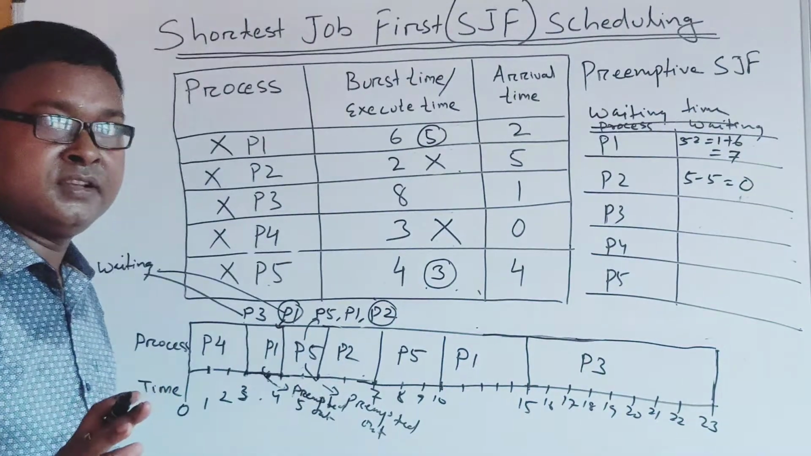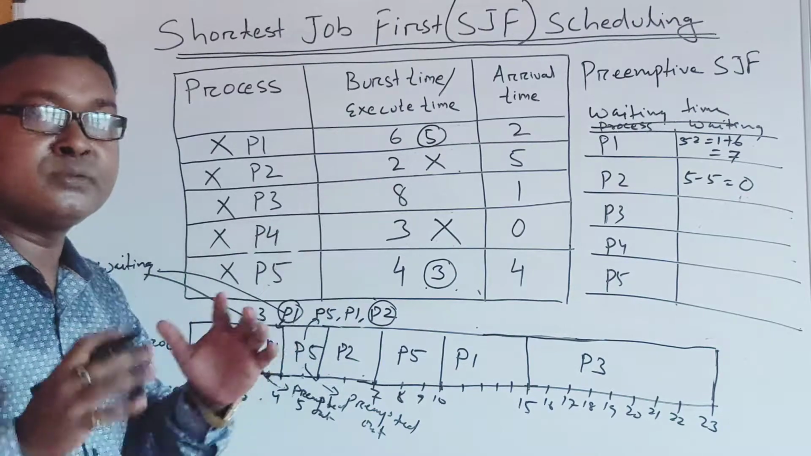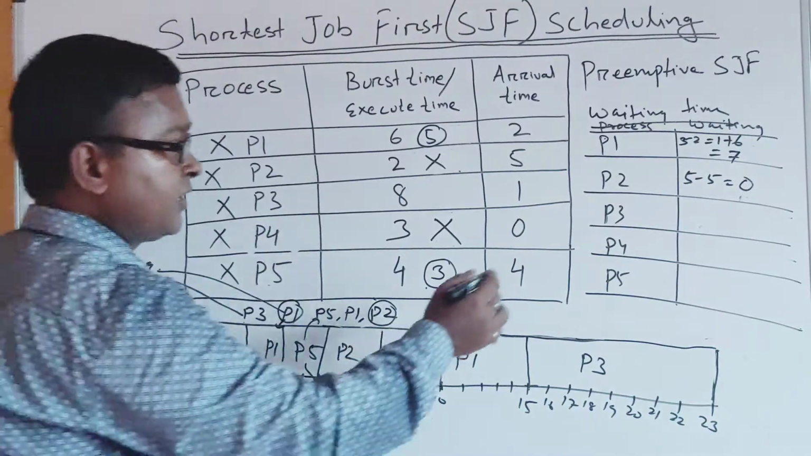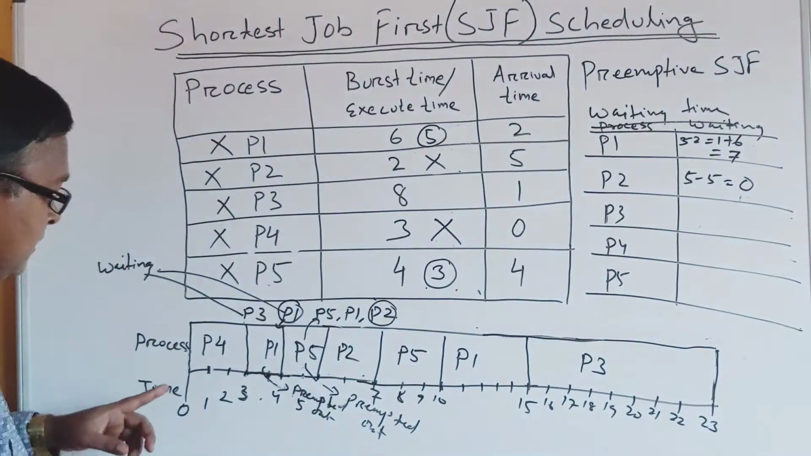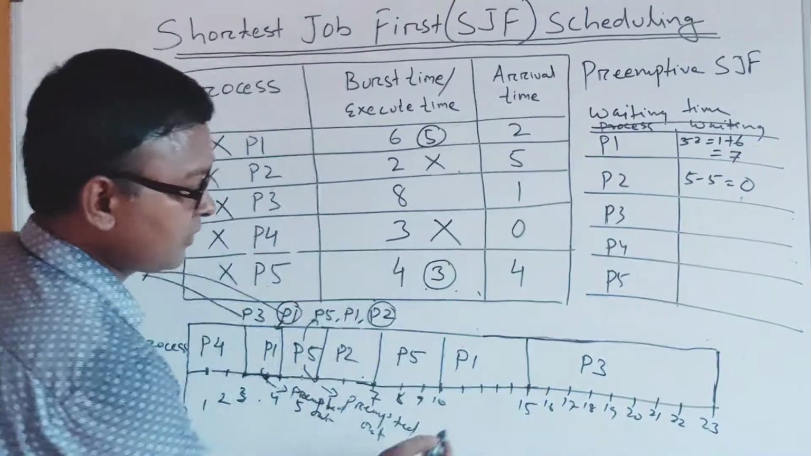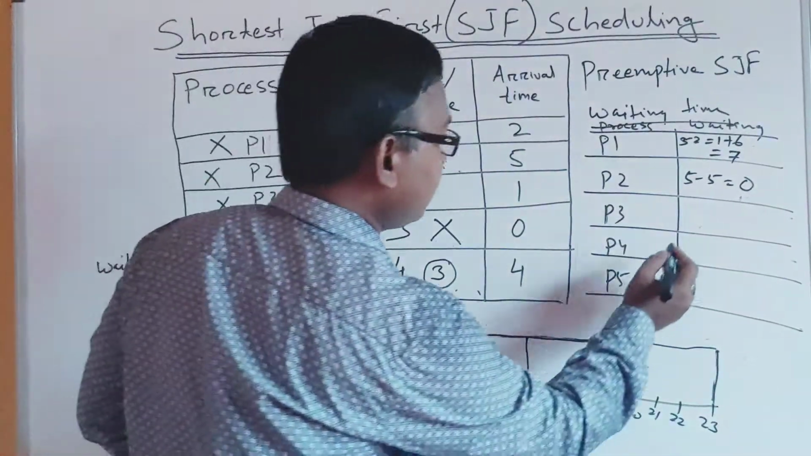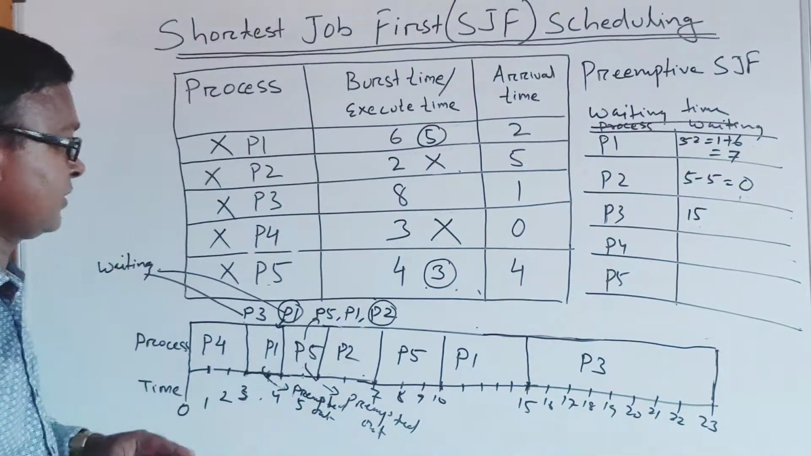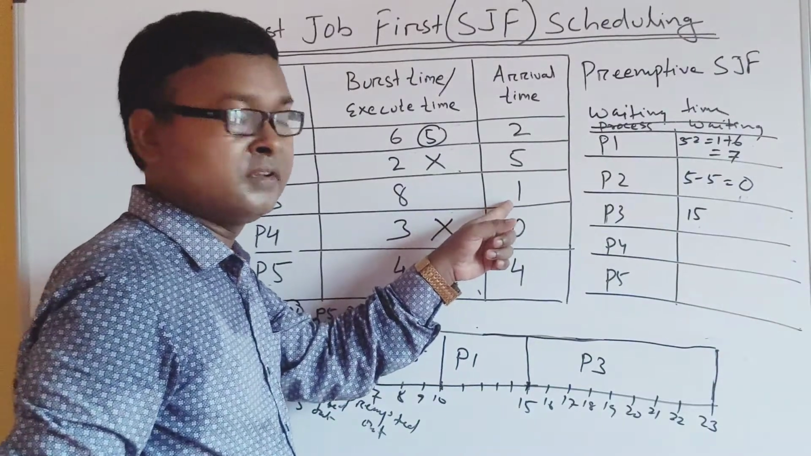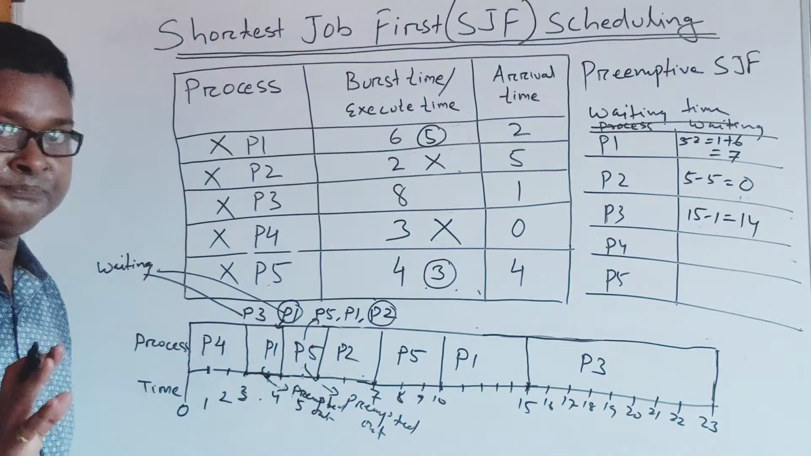No waiting. Once it entered into the processor, it got the processor, it started executing, and it has completed 2 units of execution time also. Okay? So no waiting for P2. So what is the waiting time for P3? So P3 starts execution over here, right? At the 15 unit of time, P3 starts execution. So what is its arrival time? P3 arrives at 1 unit of time. 15 minus 1. So P3 has waited for 14 units of time.